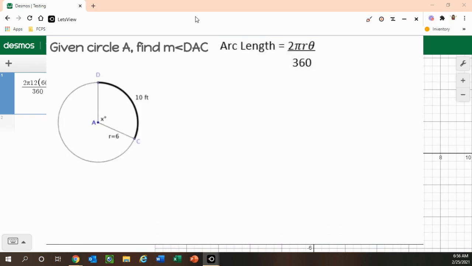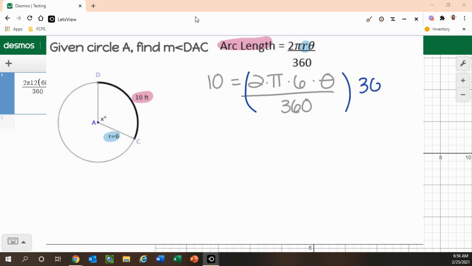These next ones are going to be a little trickier because we are going to work backwards. This time we are given the arc length and our radius, but we want to find our theta. Our arc length is 10, our radius is 6, and we're going to work backwards. 10 equals 2 times pi times 6 times theta divided by 360. The way that we undo dividing by 360 is we multiply both sides by 360. That goes away. So we have 3,600 on the left.